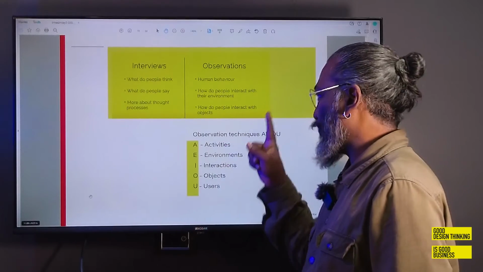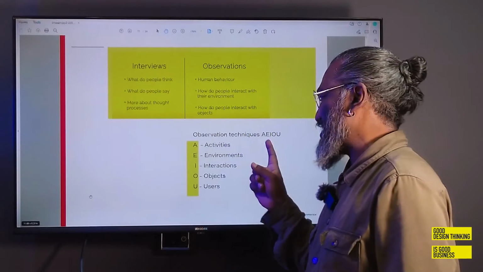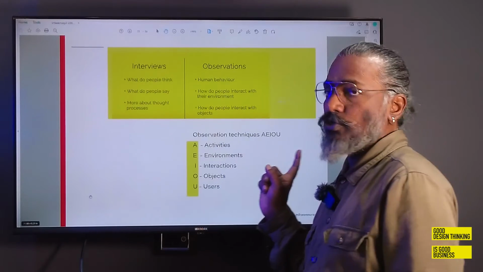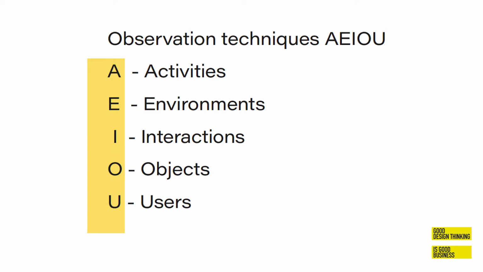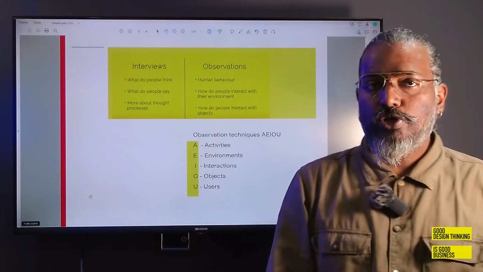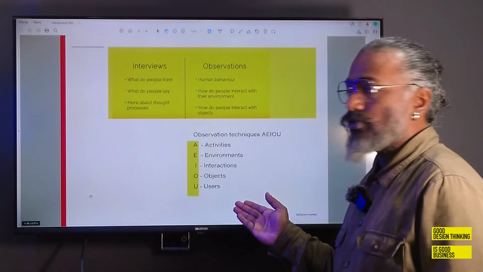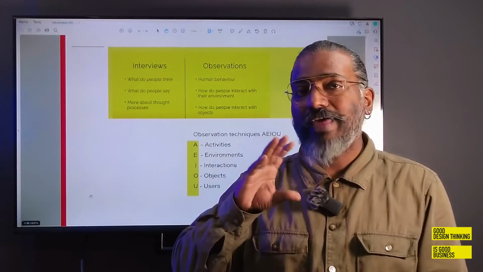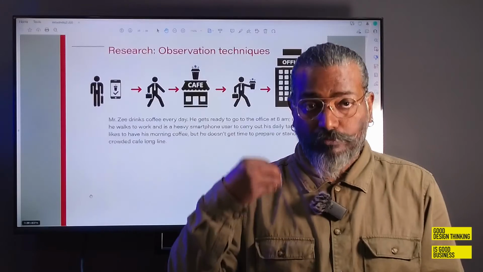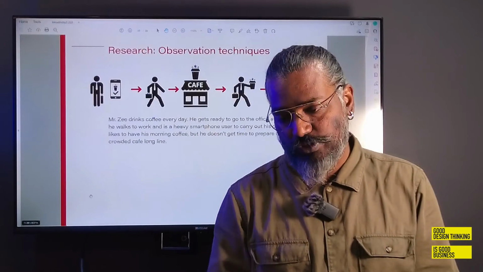Okay, so this particular observation technique follows AEIOU. What does it mean? A, you can observe activities, you can observe environments, you can observe interactions, you can observe objects, you can observe users. So all of these observations help you to see certain things, and that might trigger new products and services.